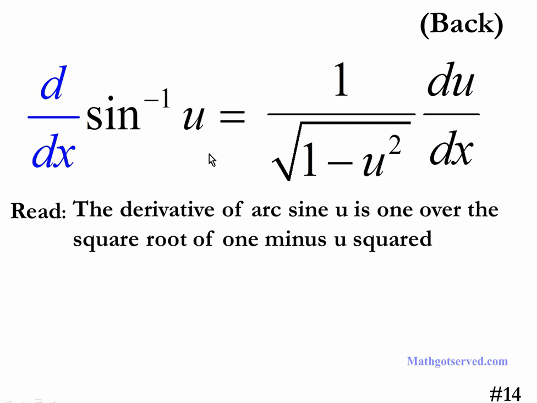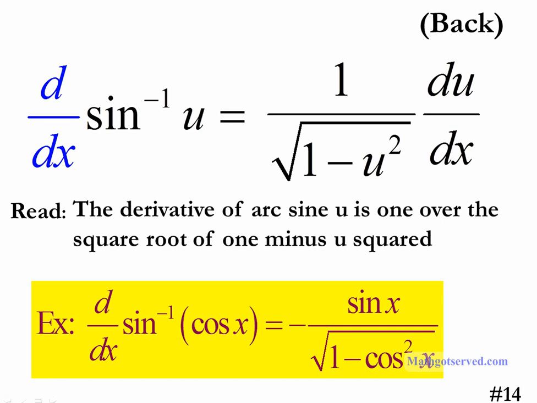In this situation, we have a composite function where u is a function that the arcsine is being composed with. So when you differentiate the composite function, you differentiate the outer function, in this case arcsine, first, times the derivative of the inner function, which is u, illustrated by du dx here. Now let's take a look at an example.